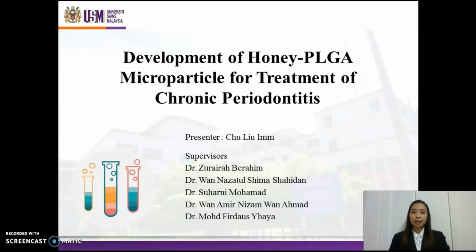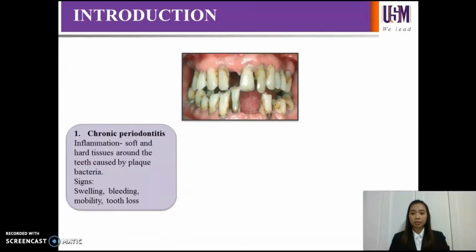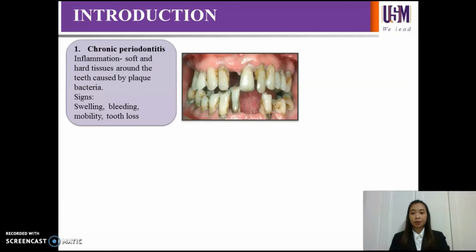I'm going to present my research project entitled Development of Honey-PLGA Microparticle for Treatment of Chronic Periodontitis. For introductions, chronic periodontitis affects the soft and hard tissue around the teeth, caused by plaque bacteria. And this is the picture of chronic periodontitis.